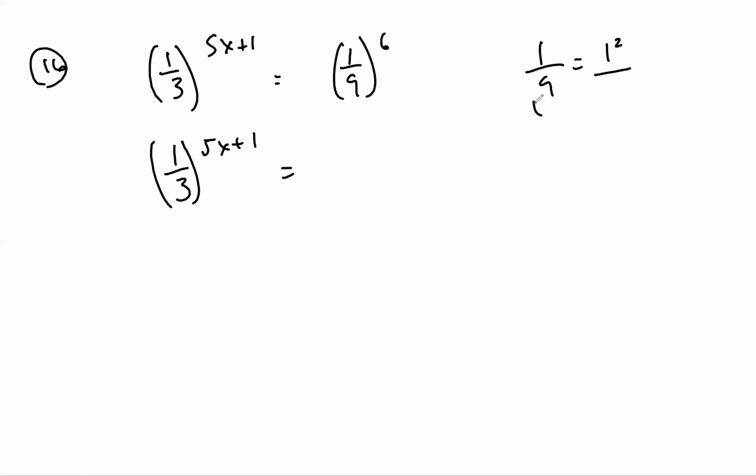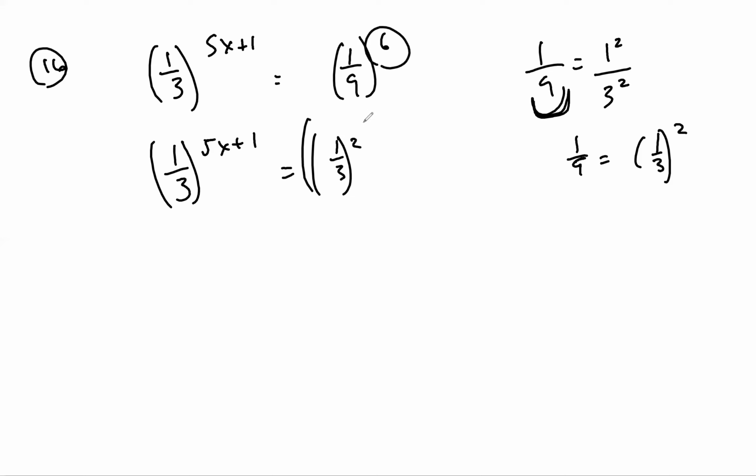Okay, well, how can I turn 9 into base 3? Well, isn't that just 3 squared? Sure. So the number 1/9 is actually the number 1/3 squared. And so I get to come back over here and I get to say, okay, well, that's squared. It's 1/3 squared, but I can't forget about this exponent. So again, on my left-hand side, 1/3 to the 5x plus 1 is going to stay the same. When I have a power to a power, I have to multiply. So this is going to give me 1/3 to the 12th.